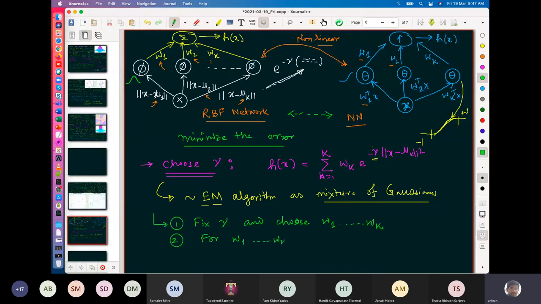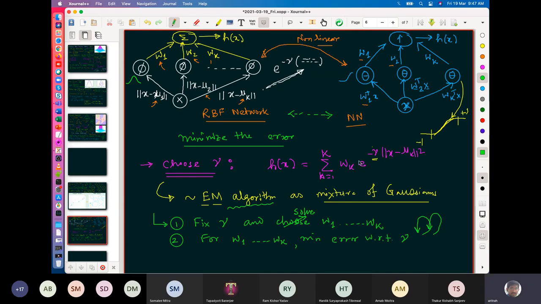For W1 to Wk, I can solve for W1 to Wk, and for those, I will try to minimize error with respect to gamma. I go on doing these two steps again and again until I converge. That's what I will do in this kind of algorithm in next week's class. But this is how iteratively we can converge and find the value of gamma.